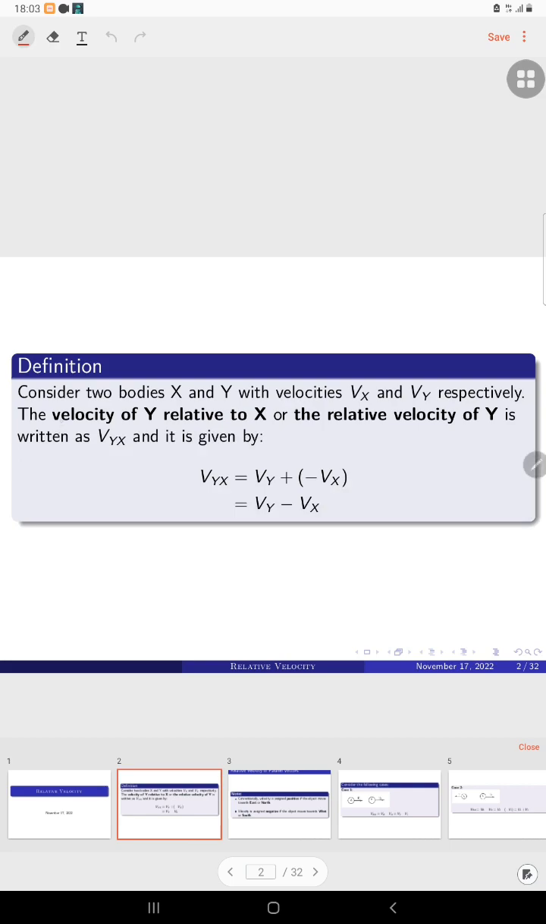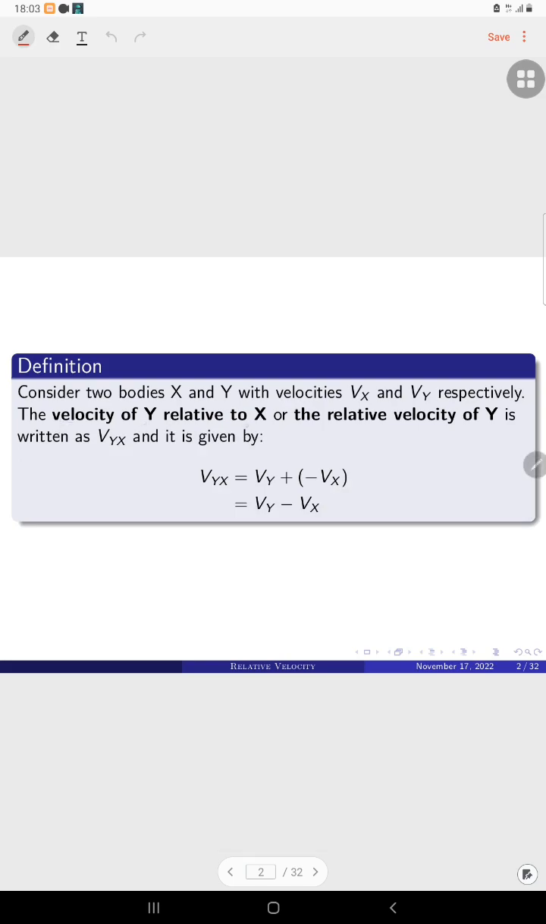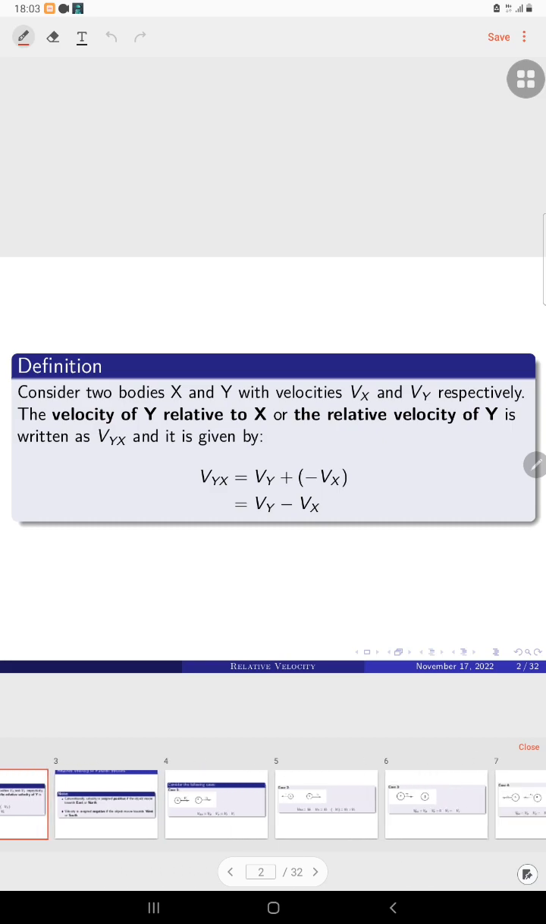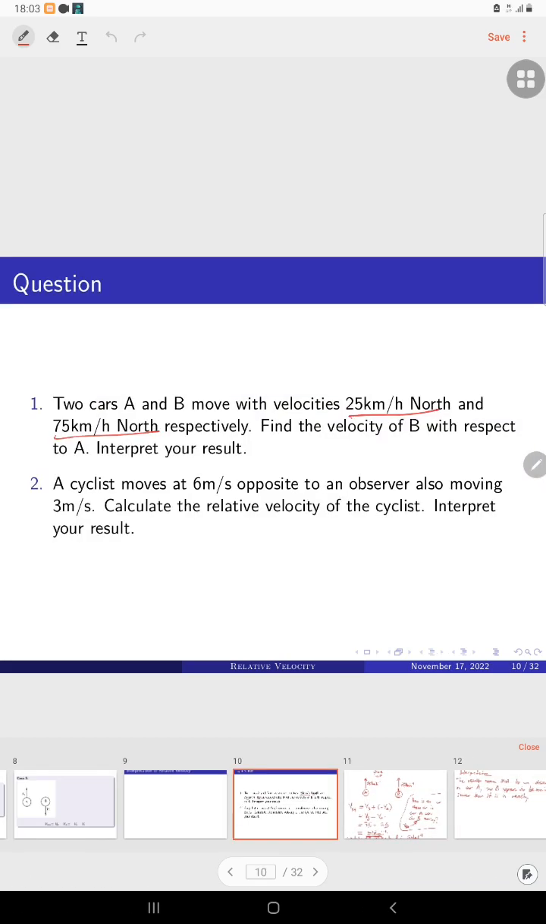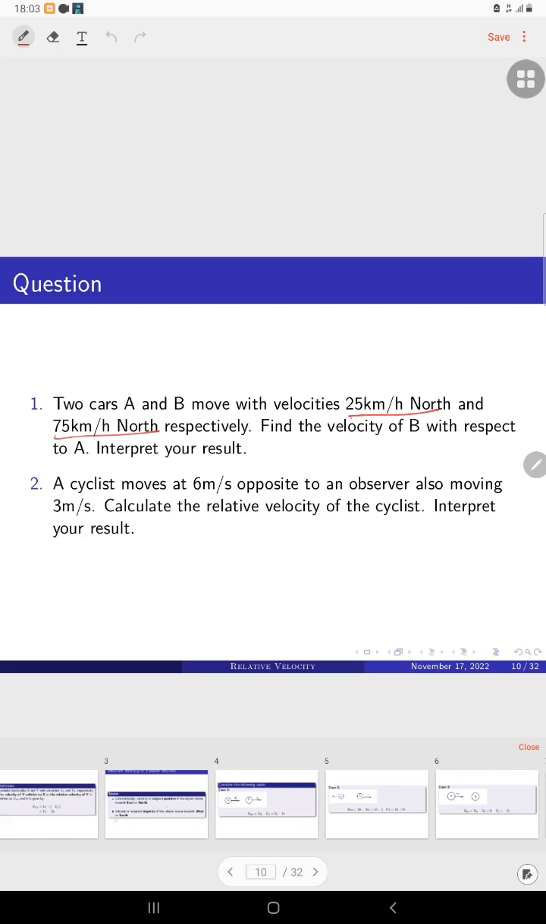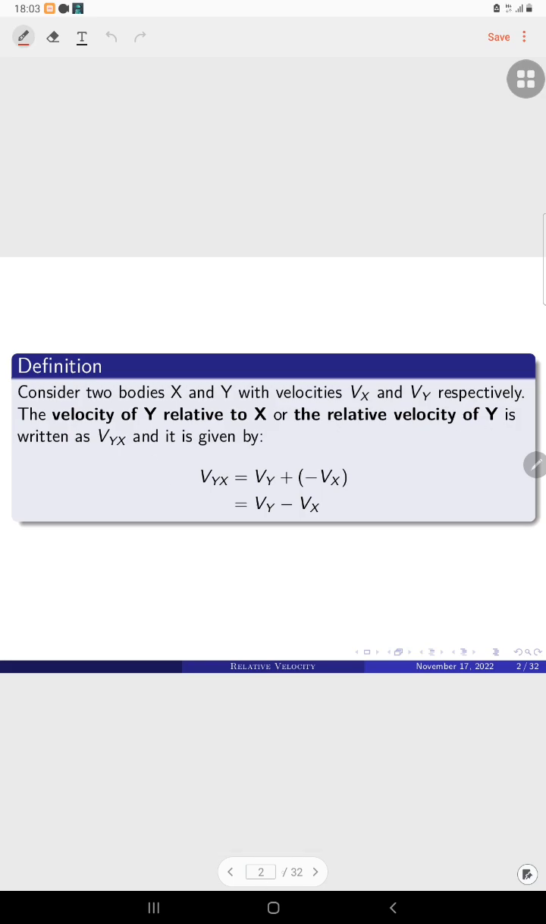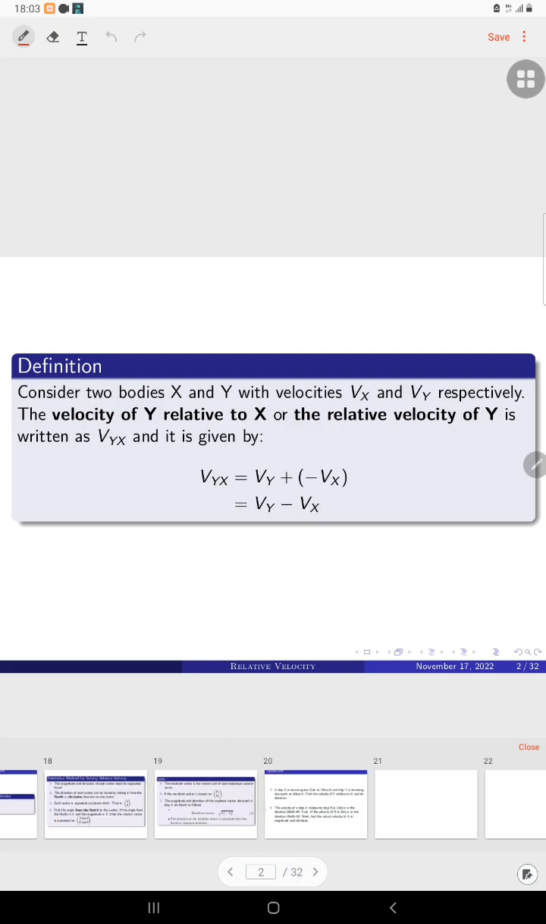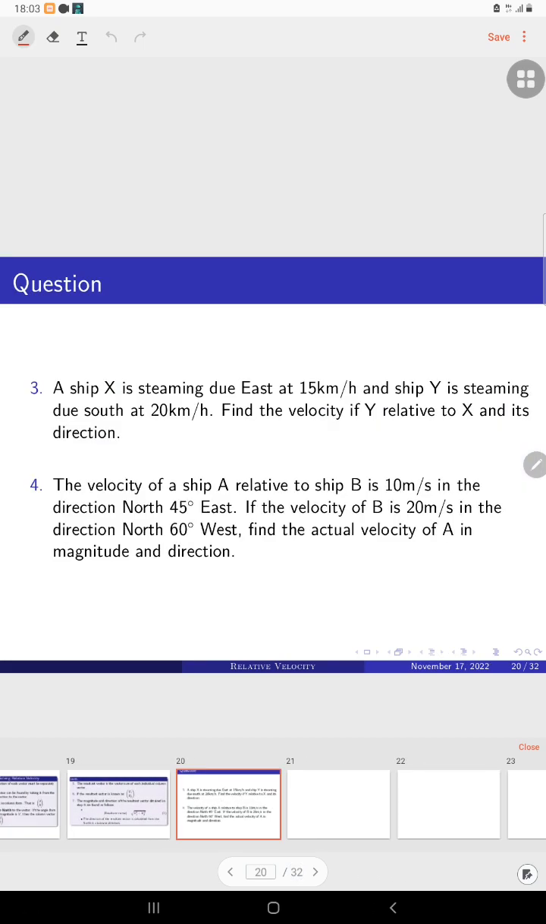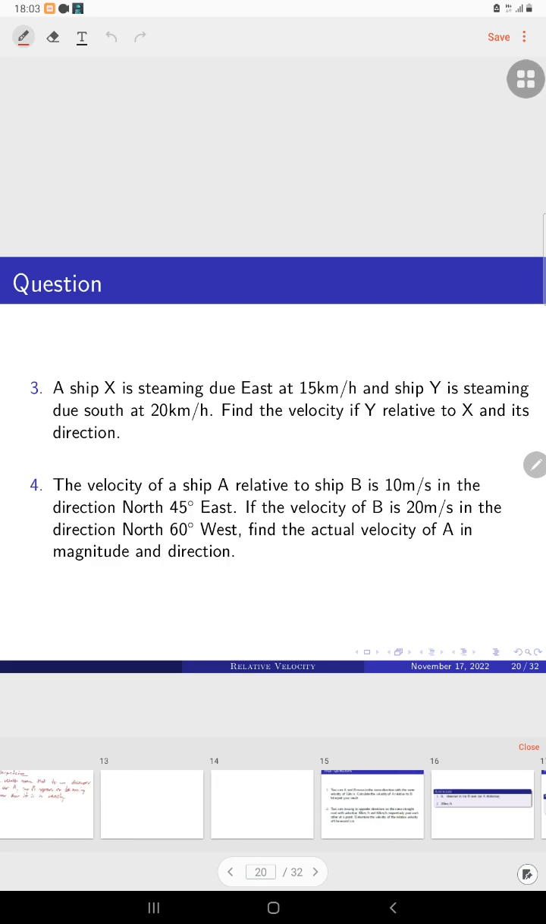So if you have velocity of y relative to x, it's the same as relative velocity of y. Okay? So if you come to this question, if they are asking us to find the relative velocity of the cyclist, it's just like this. Relative velocity of y. So we are finding the relative velocity of the cyclist with respect to the observer. Do you get it?